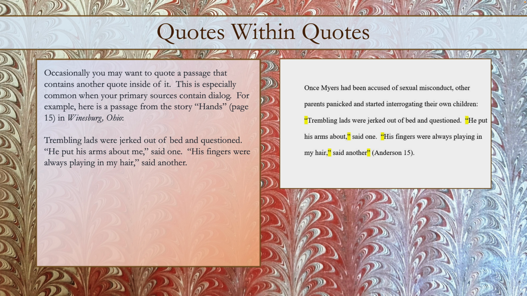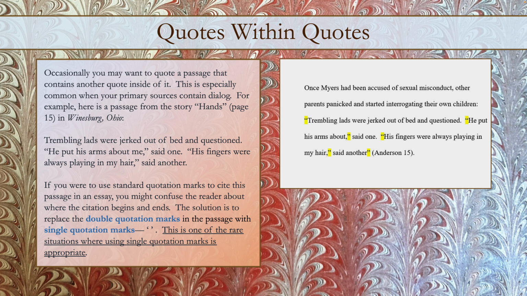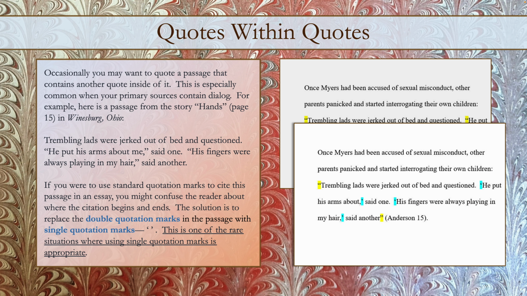And I think you'll be able to see from looking at this that it creates a problem. If you just use standard quotation marks to cite this passage, you're going to confuse the reader about where the citation begins and ends. You've got two opening quotation marks in a row. It just becomes very muddled. So the solution is to replace the double quotation marks in the passage with single quotation marks. And this is one of the rare situations where using single quotation marks is appropriate. In fact, I can't think of another one off the top of my head. Sometimes students use single quotation marks to do all kinds of things. This is really the only time it's appropriate. And here's what it should look like.